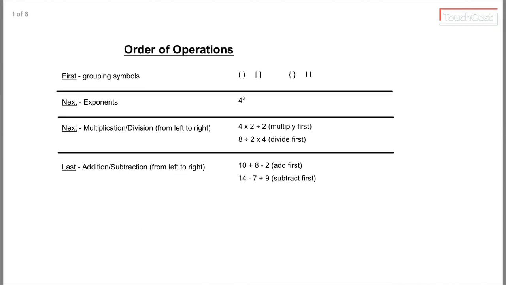Next, we have exponents. Then we have multiplication and division, and I want to emphasize that that is from left to right. There will be times where you will multiply first, much like this example. There will be also times that you divide first, much like this example. Last, we have addition and subtraction, also from left to right, meaning that there will be times where you will add first, as well as times that you will subtract first.